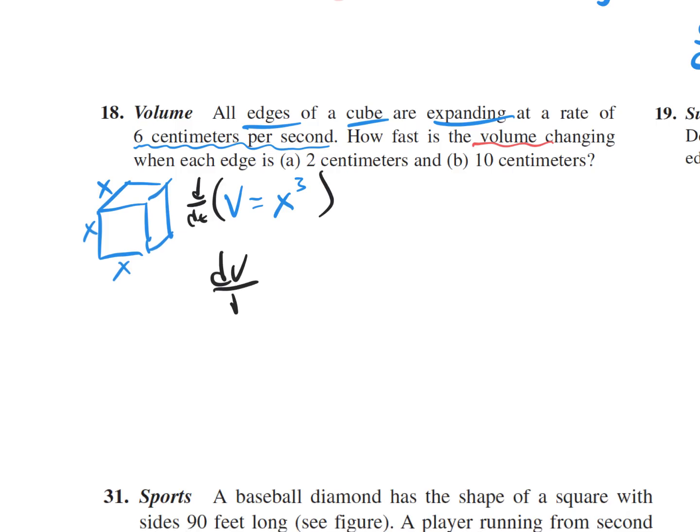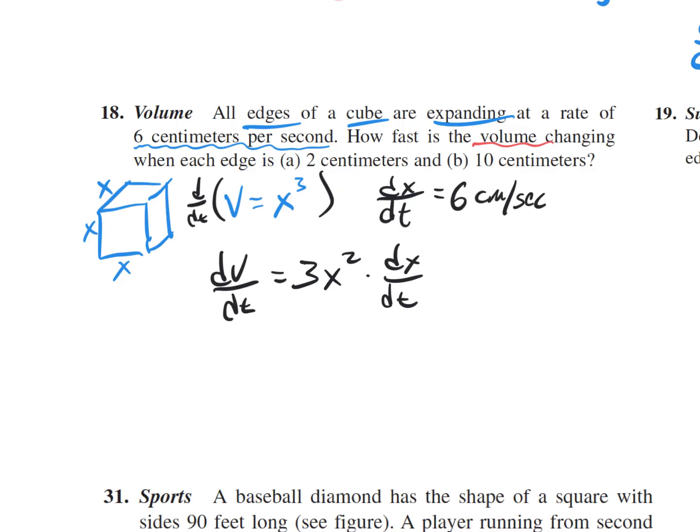So we have dV/dt. And implicitly, take the derivative here, drop the 3 down, x squared times the derivative of the inside, dx/dt. All right. Now, let's go ahead and plug in what we know. We know that the edges are changing at a rate of 6 centimeters per second. So dx/dt equals 6 centimeters per second.